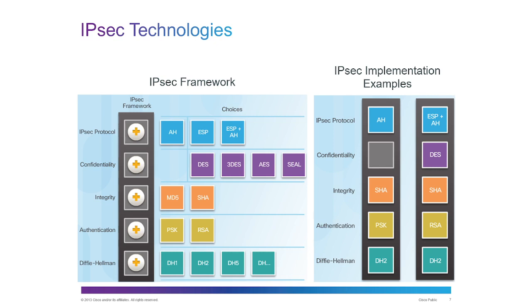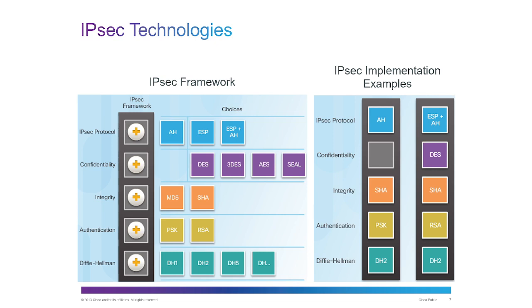Say, for example, in an IPsec framework, you need to have a number of different protocols. So you need to have the initial IPsec protocol, the overall IPsec protocol. Then you can have something for confidentiality, something for integrity, something for authentication, and something for key exchange. So you can make a combination of these for your own implementation.